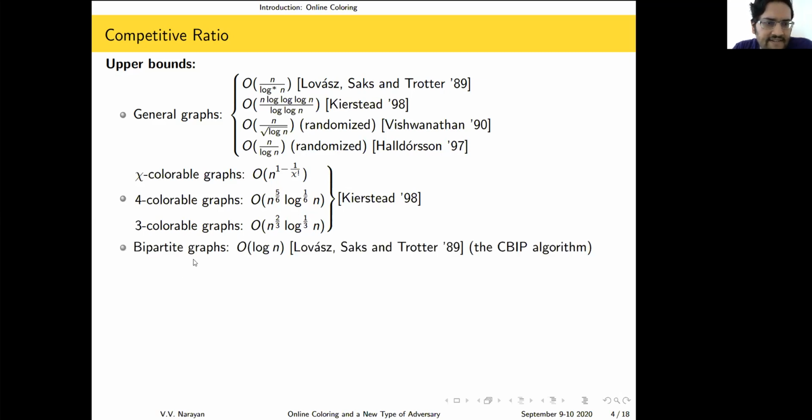And interestingly, for bipartite graphs, the original paper of Lovász, Saks, and Trotter gave an algorithm called CBIP that has logarithmic competitive ratio. This is a well-studied algorithm as well. We'll revisit this later in the talk.